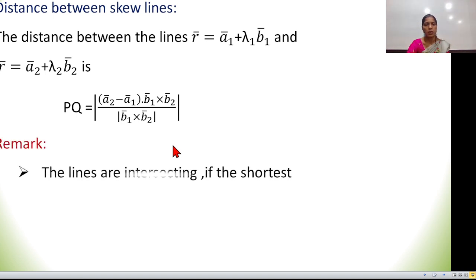Now let's see the remark. This is our shortest distance between the two skew lines. Shortest means the perpendicular distance between the two skew lines, which is PQ.